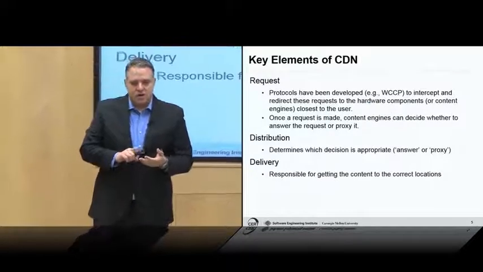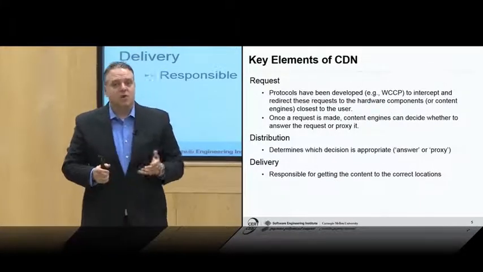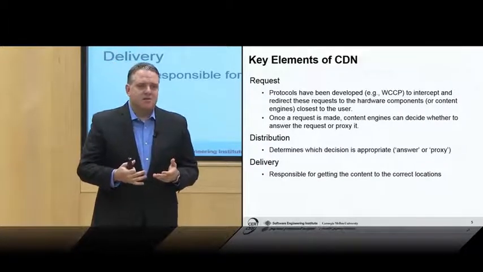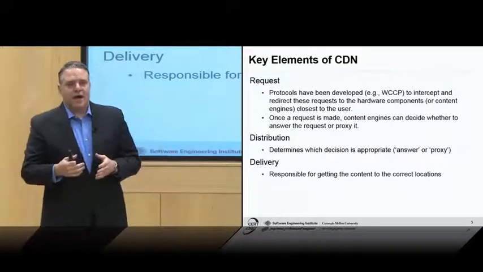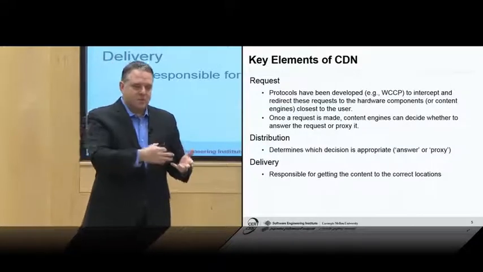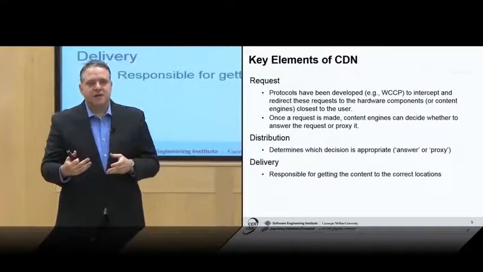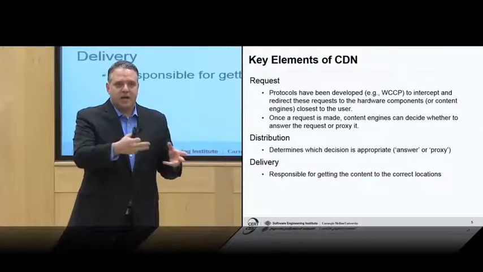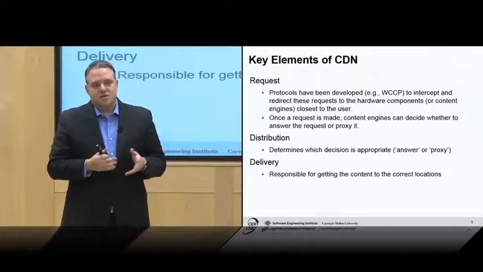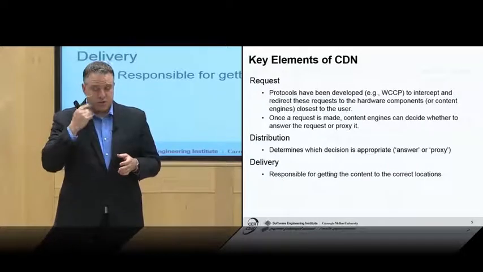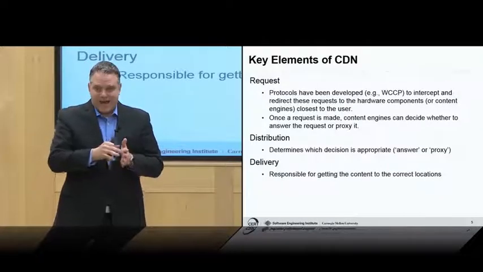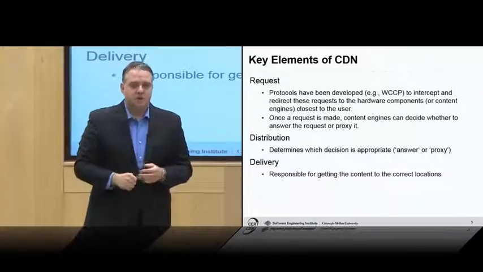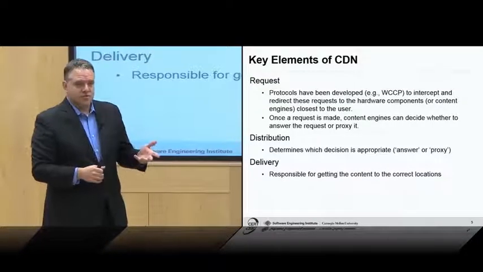There are three different elements that you should be aware of with a content delivery network. The request: these are protocols for actually intercepting the request that an end user makes and making sure they get sent the right content. There are distribution channels, which determine whether to answer that with the actual data or to proxy that request back to one of the origin servers.